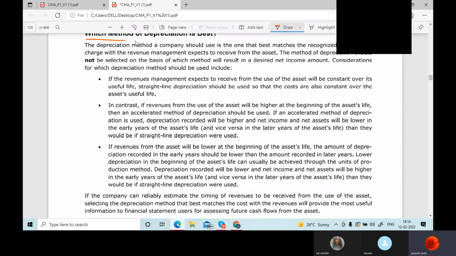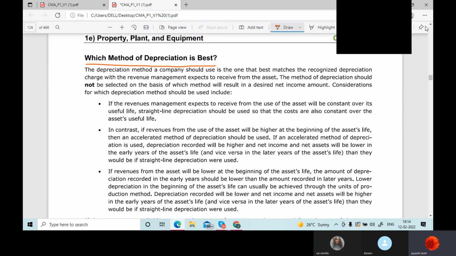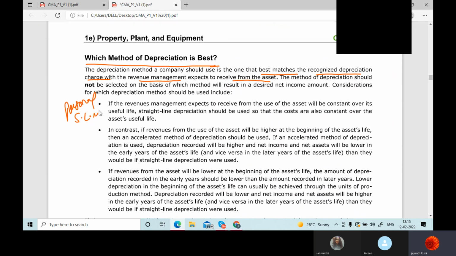Now there's a question asked here: which method of depreciation is best? The depreciation method a company should use is one that best matches the recognized depreciation charge with the revenue management expects to receive from the asset. Yes. See, yesterday I explained to you, if you are using an asset for personal use, what is more justified? Straight line method. If you are using an asset for taxi purposes, what is better? Double declining method or sum of the years digits method. So it depends upon the usage of the asset and what the management thinks is the best method to apply for that asset. Okay, asset depreciation.